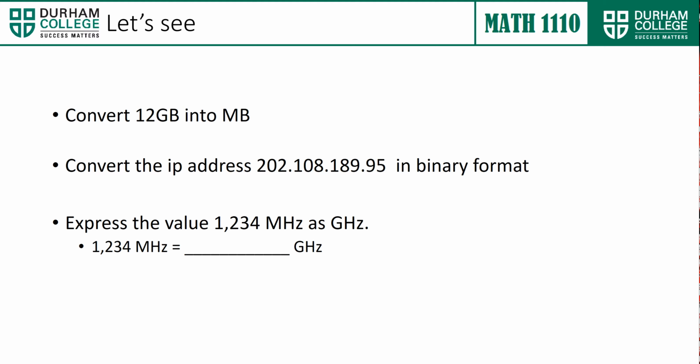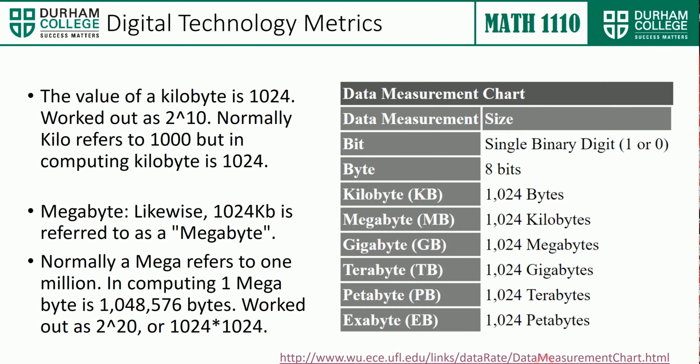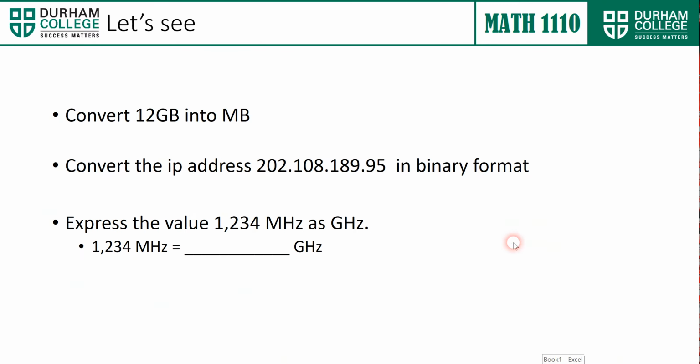Here we look at a question which asks us to convert 12 GB into MB. That should be pretty simple, because what I have to think about is how many megabytes there are in a gigabyte. As we have just looked at in the chart, in a gigabyte we have 1024 megabytes. So all I have to do is multiply 1024 by 12, and I would have my answer in megabytes. It's as simple as that.